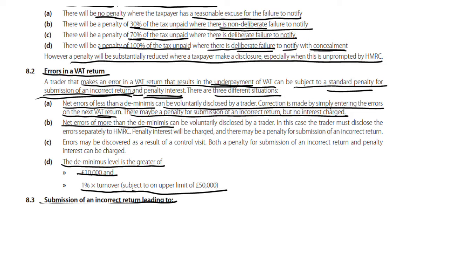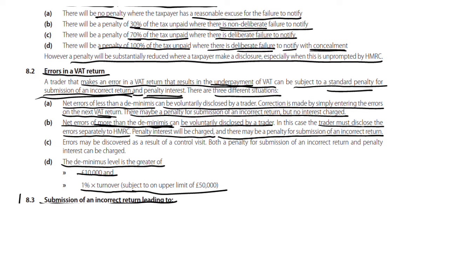If the net errors, on the other hand, are more than the de minimis limit, so greater than 10,000 or 1% of the turnover, subject to that upper limit of 50,000 as it says there, then the errors can again be voluntarily disclosed by the trader. But in this case, the trader must disclose the errors separately to HMRC. We cannot simply adjust the error on the next VAT return, and penalty interest will be charged. And as we've seen, there may be a penalty for submission of the incorrect return.